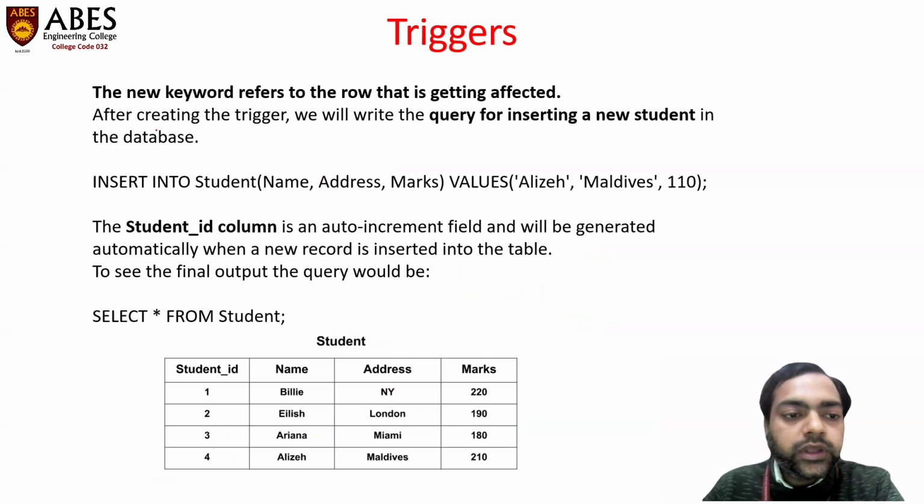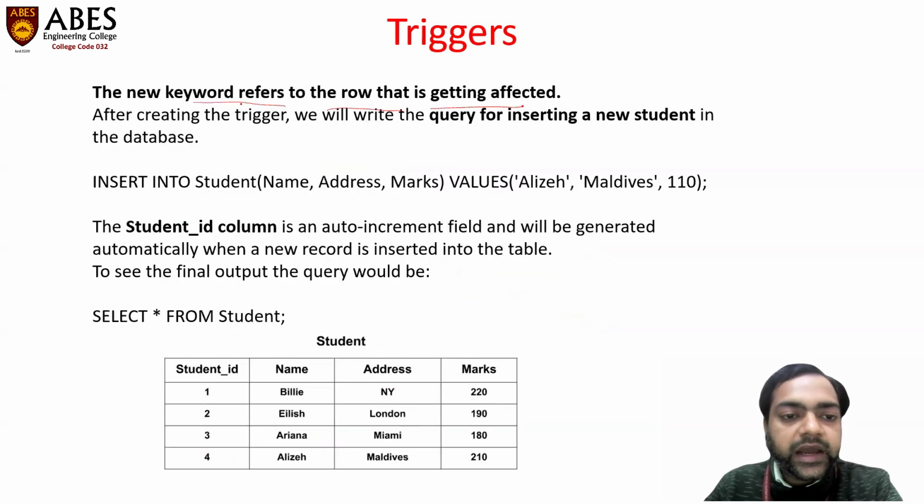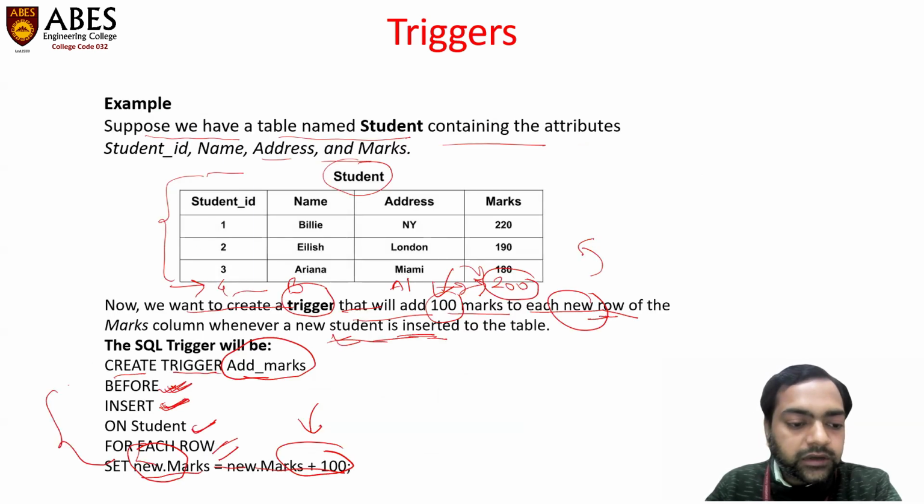So the new keyword, if we talk about this new keyword, refers to the row that is getting affected. Here we have used this new dot mask, which means the row that is getting affected. After creating a trigger, we'll write the query for inserting a new student in a database. This is the method in which we have created a trigger.